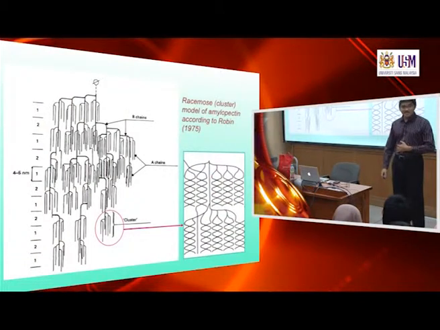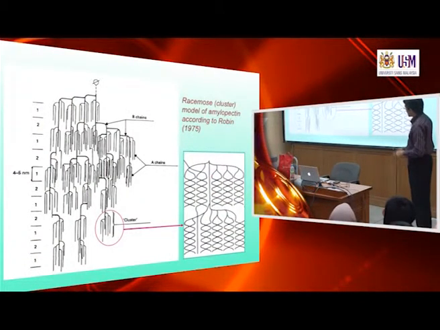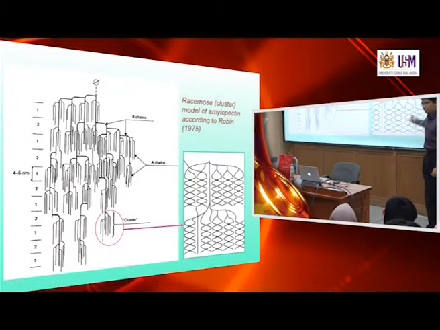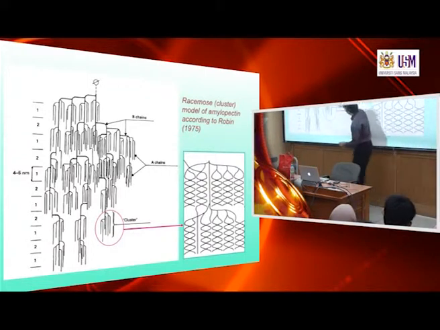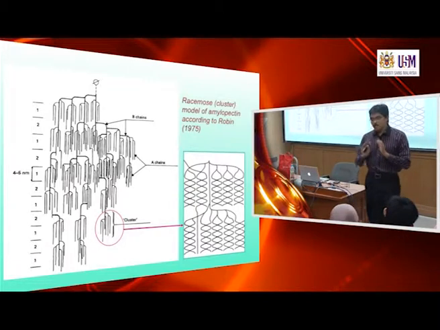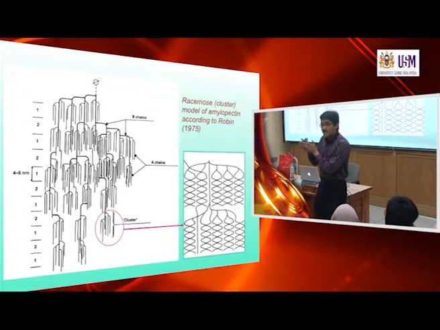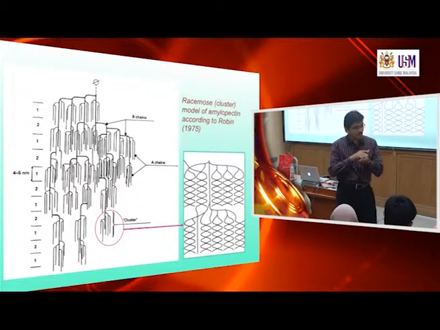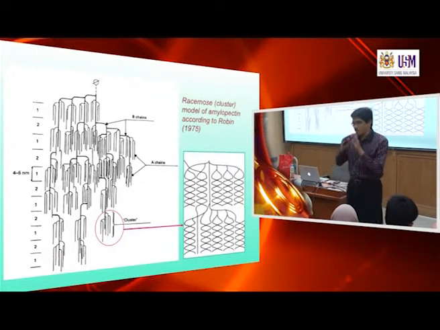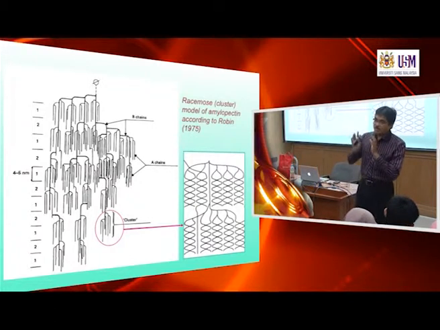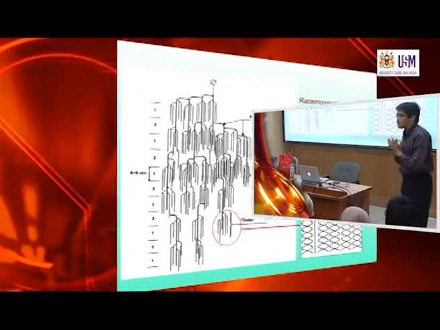And it can get even more complicated, but don't worry. Basically, we have a helix structure. This is the A chain, this cluster. One cluster, we have A chain, B chain, and C chain. Another cluster. And they are arranged in a systematic manner, in an ordered arrangement. So when we have something in ordered arrangement, we have a crystalline structure. So the branches in amylopectin form an organized structure, which actually becomes the crystalline phase in amylopectin.